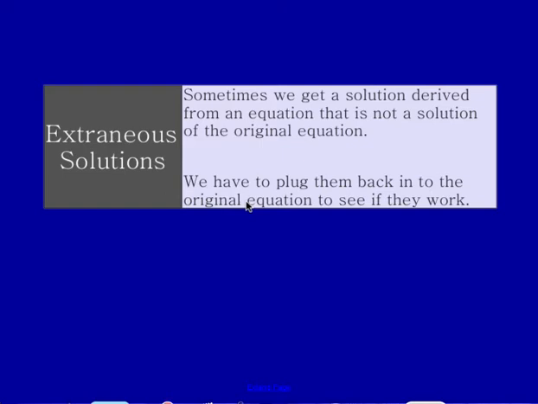Today I'm going to be doing part 2 of your Unit 8 Notes 5. So we're going to talk about extraneous solutions. I talked about on the previous part that you can plug your answer back in and it should work, and that's how you know you did it right.